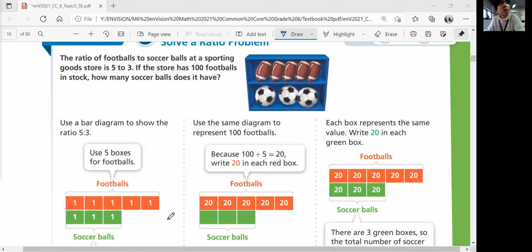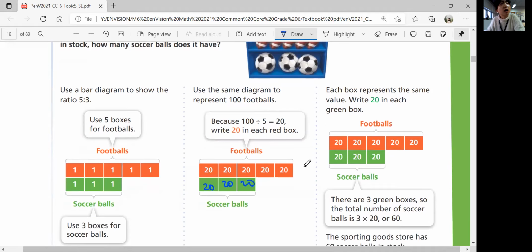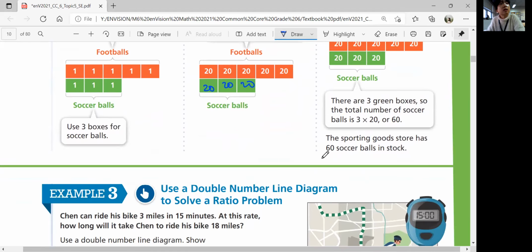So we need to see how many 5s go into 100 to multiply the same amount. 5 times 20 is 100, right? So each bar could represent 20 instead of 1. And so that makes this bar 20 as well. So 20 times 3 is the amount of soccer balls when you have 100 footballs, which is 60.